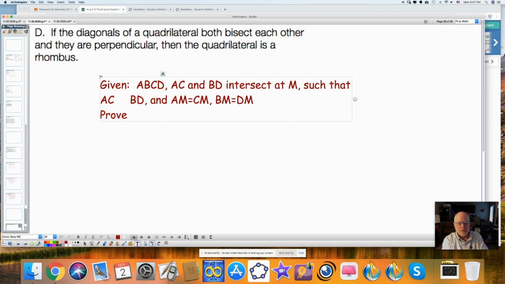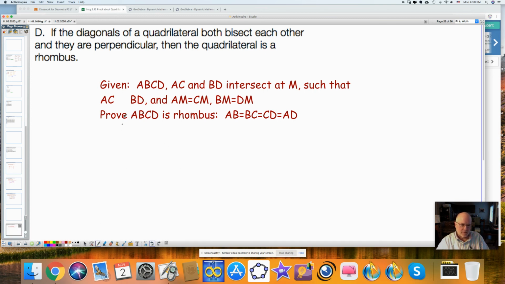Prove that ABCD is a rhombus. What does it mean to prove it's a rhombus? That means that AB is equal to BC, is equal to CD, is equal to AD. That's all four sides are congruent. That's what we're going to prove. And I need to use the perpendicular symbol. I need to write it in pen, so I'll use this right here, perpendicular.